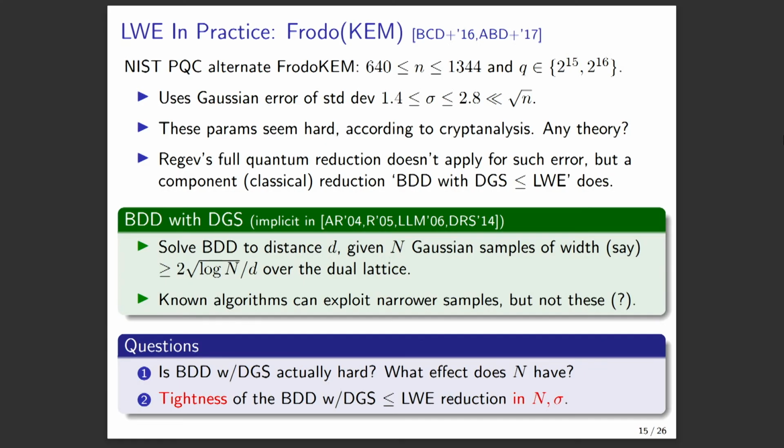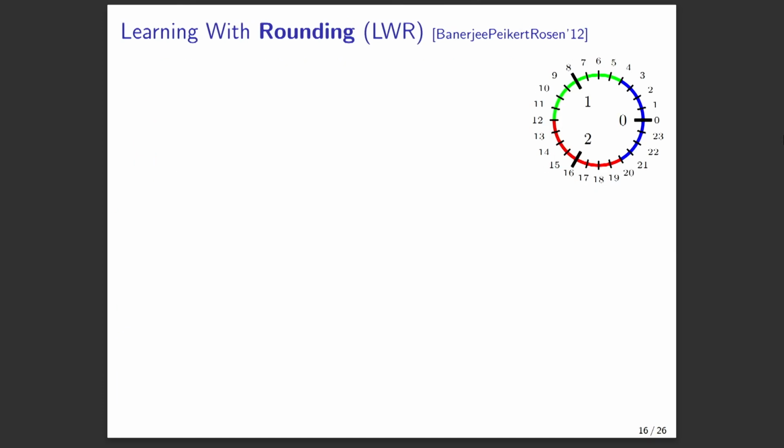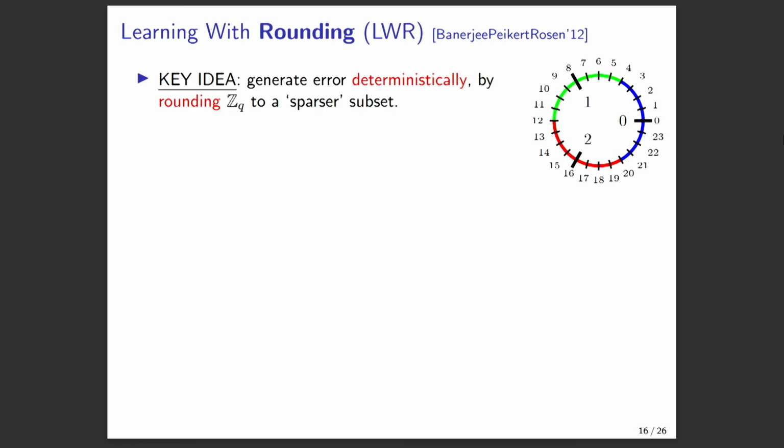Okay, so that's LWE. And now I'd like to introduce an even more fruitful area for research, which is learning with rounding, so LWR. And the idea here is really simple, but it's quite unexplored. So what we're going to do is a variant of LWE, where there's no error distribution anymore, or at least not an explicit one that we sample from. Instead of sampling random errors, we're going to just generate the error deterministically by rounding off, or dropping low bits, rounding to a sparser subset.